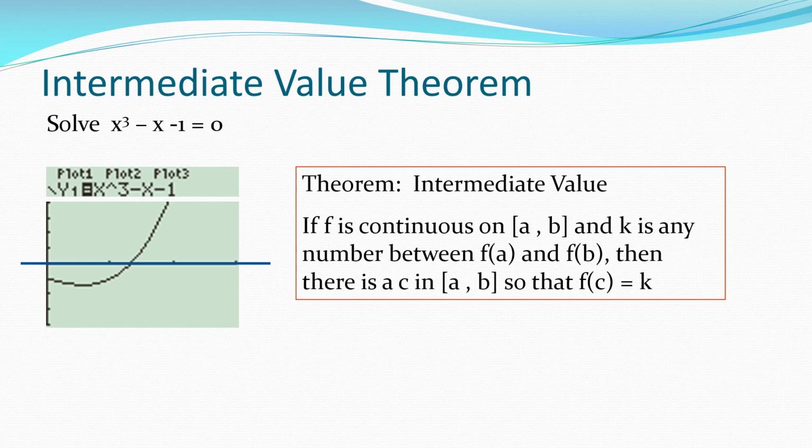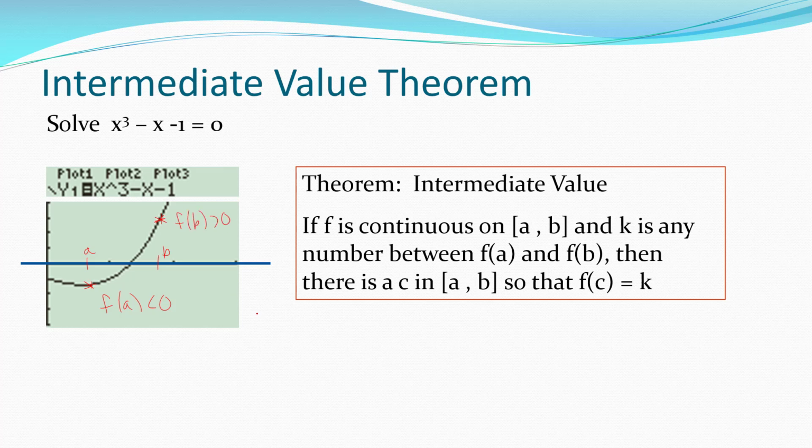As an example, notice that if you were to pick this x value, you would get that point. If I call this a, then f of a is certainly negative. If I were to pick this x value, b, that would correspond to this point in the graph, and clearly f of b is positive.